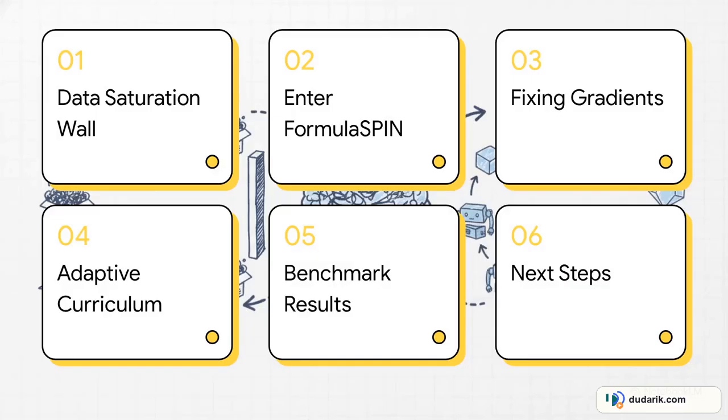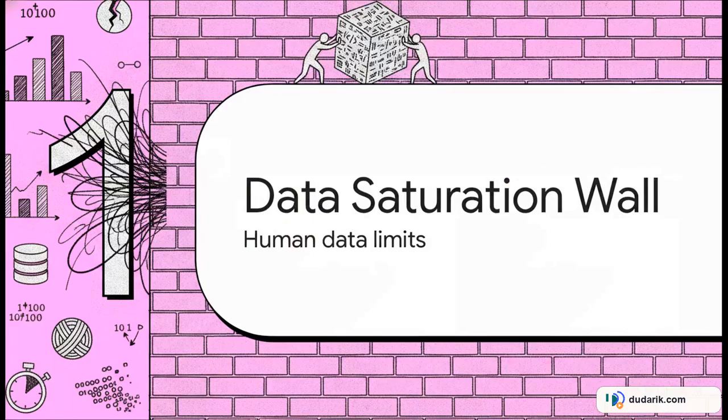So here's our roadmap for today. We'll start with the data saturation wall, then enter FormulaSPIN, see how it fixes contradictory gradients, look at its adaptive curriculum, check out the benchmark results, and wrap up with next steps for developers. Let's dive in. Section 1, the data saturation wall.